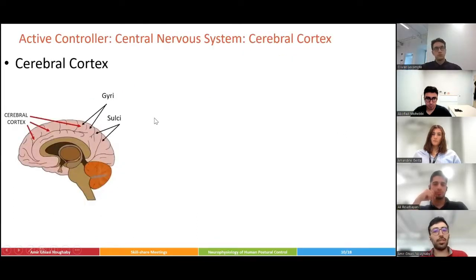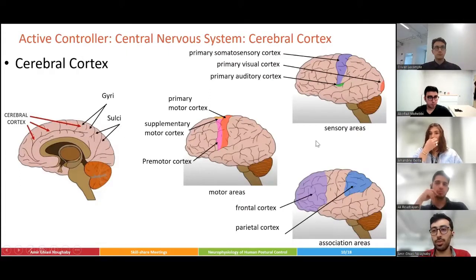The other part of the central nervous system is the cerebral cortex, which is the outermost layer of the brain, that is gray matter, and it has foldings including some gyri and sulci. Actually, the gyri are the regions in the cerebral cortex, and the sulci are the grooves that we see here in this picture. It has some components.